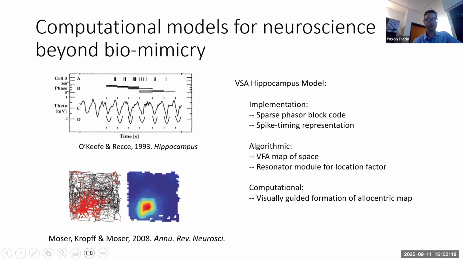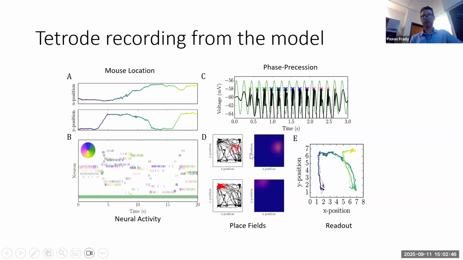You also see that these cells have place fields. This is a mouse running around the box, and every time a neuron in the hippocampus spikes, they draw a little red dot. They see that this neuron is sensitive to this region in space. The idea is that the hippocampus is encoding a map of space. So we're going to use the VSA techniques to also encode this map of space and then build it up to something that can solve some navigation task.